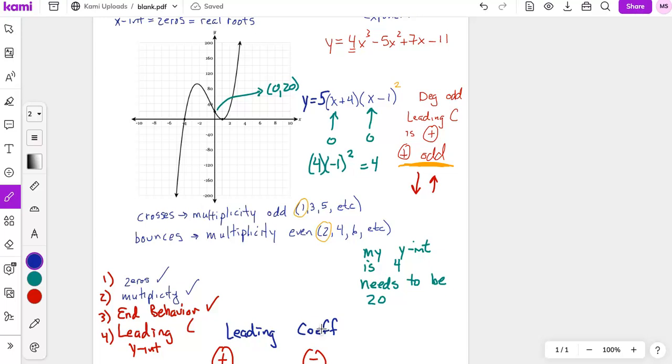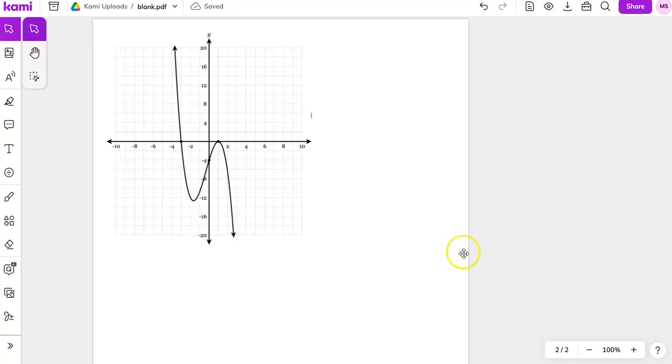Okay, so I'm going to grab one more and do that one for you, and then you can give this a shot. So let me pause this and I'll grab another graph. Okay, so here's another example.